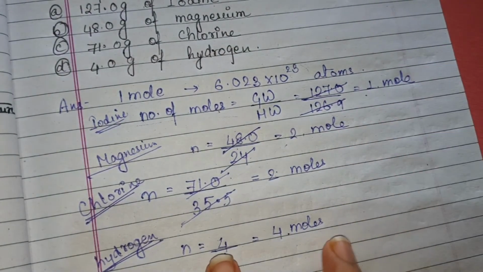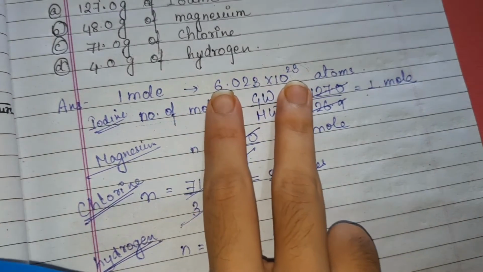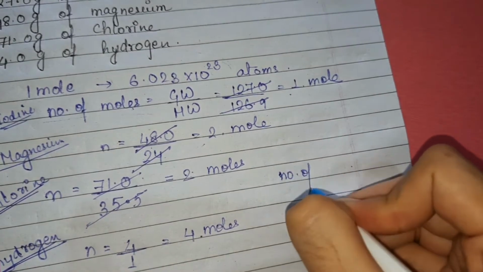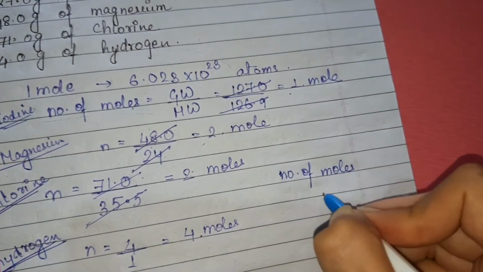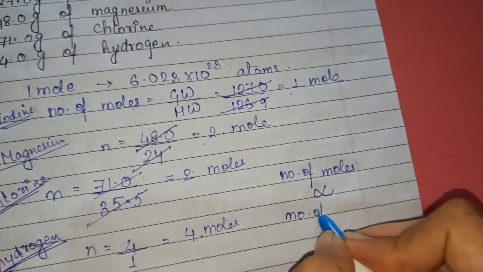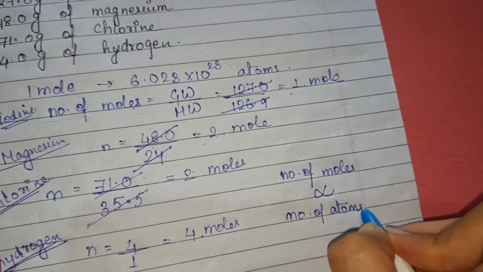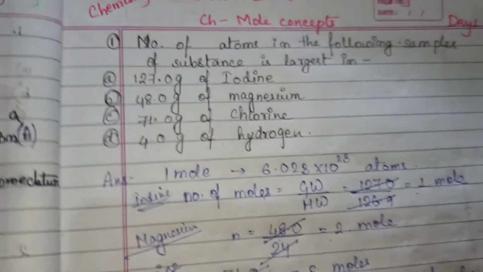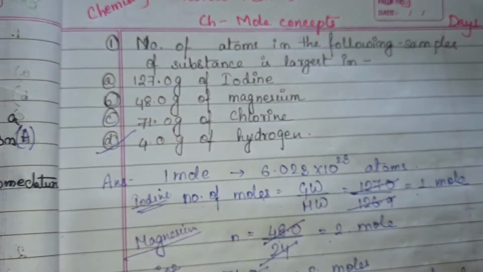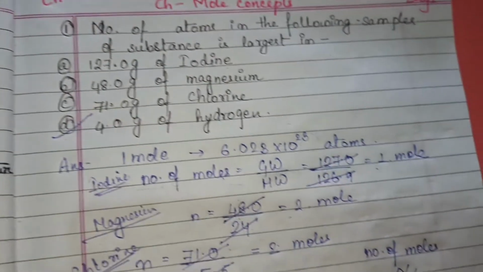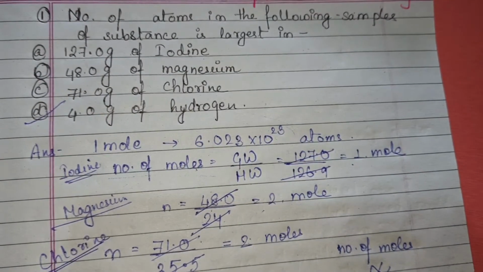So if the number of moles increases, automatically the number of atoms will increase, right? The number of moles is directly proportional to the number of atoms. Correct? So hydrogen will be our right option, that is 4 gram of hydrogen. I hope it's clear. If any doubt, please comment down below. Now let's move on to the next question.